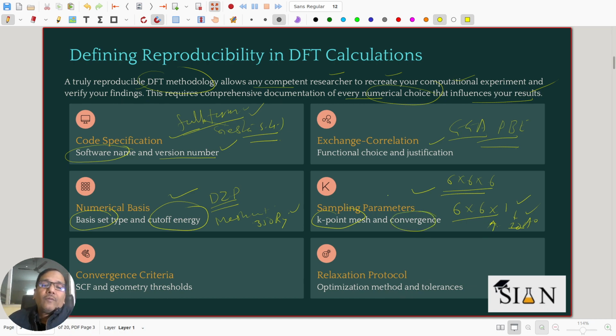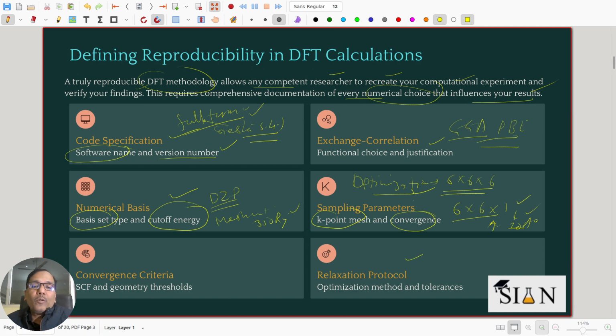Even the k-point meshing is different in different parts. In the geometrical optimization part we use one k-point mesh, and for electronic structure calculations, DOS, PDOS, and band gap, we use some denser k-points like 12 12 12 or 18 18 18 or 24 24 24.